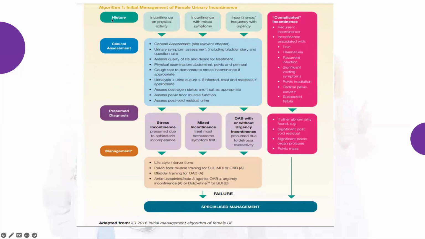As we have already discussed before, the first part is our history. Then if there is incontinence on physical activity, there are always some general measures. We will come to the general measures later. And then there is incontinence with mixed symptoms, or incontinence with frequency and urgency. So physical activity is our stress incontinence, right? Mixed symptoms can be a mixed element of stress and overactive bladder. Or you may see there is no incontinence, just overactive bladder with urgency and frequency, which may or may not be associated with incontinence. So that is an overactive bladder.